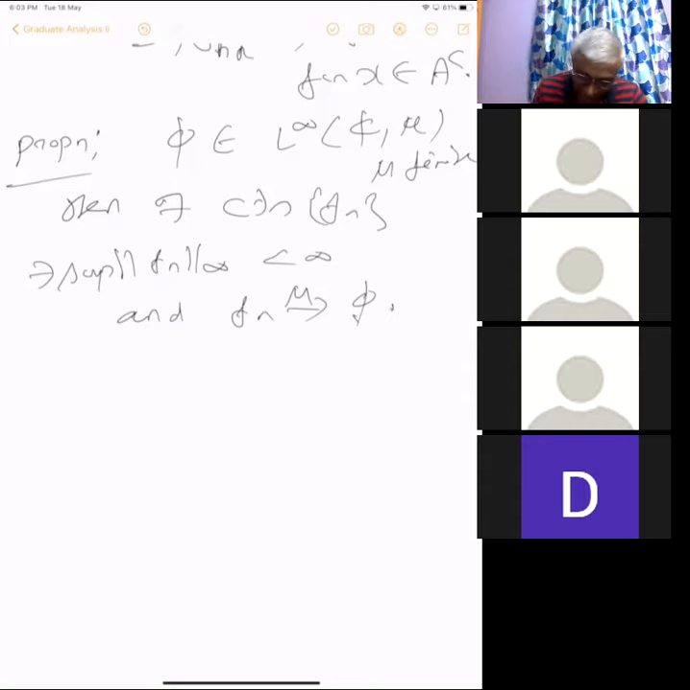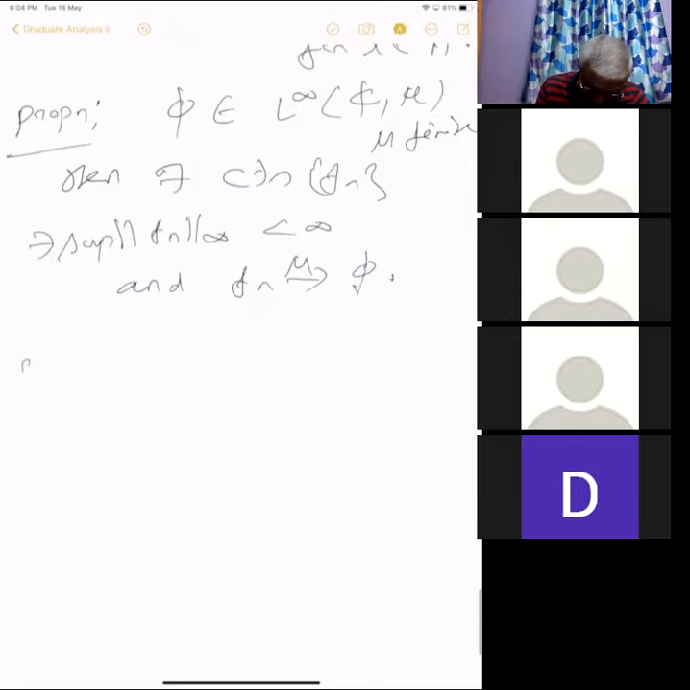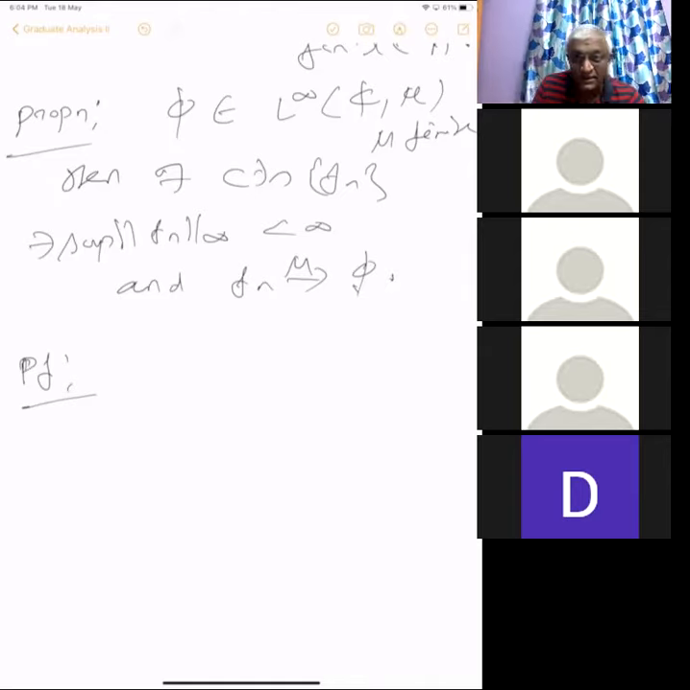Okay, so I have to only prove this proposition. Suppose phi is in L infinity, then there exist continuous functions such that this happens. This just follows from what was done last semester. I didn't do it; that postdoc guy proved it. What is his name? I don't know.